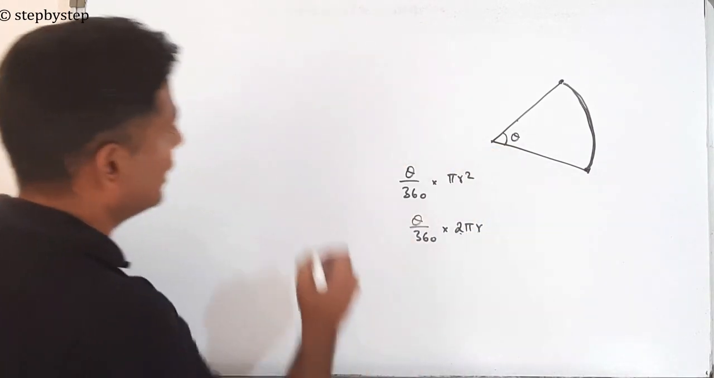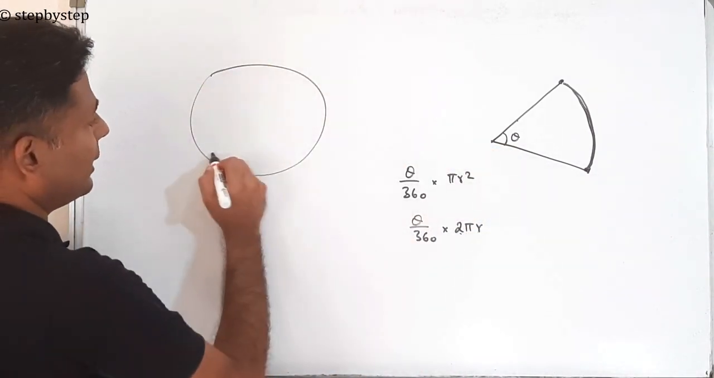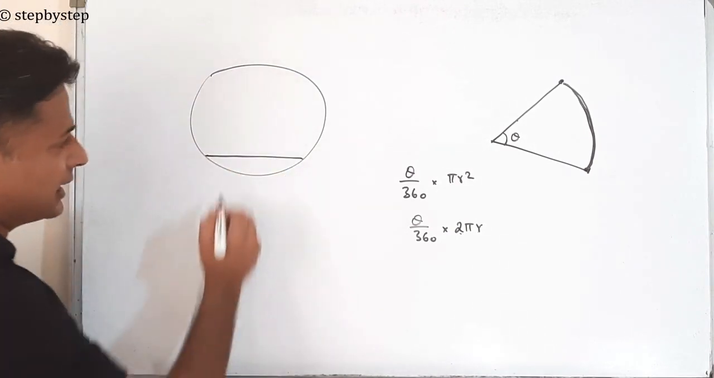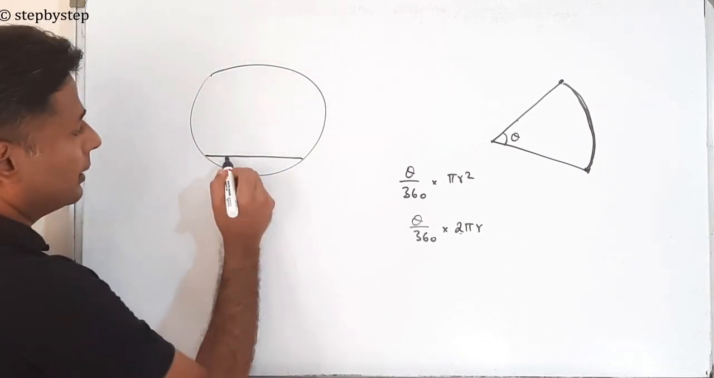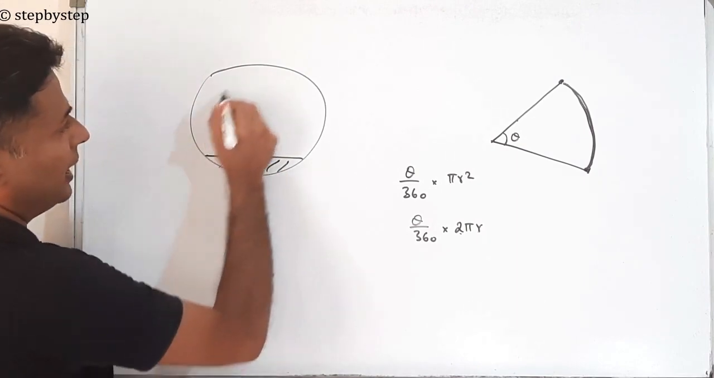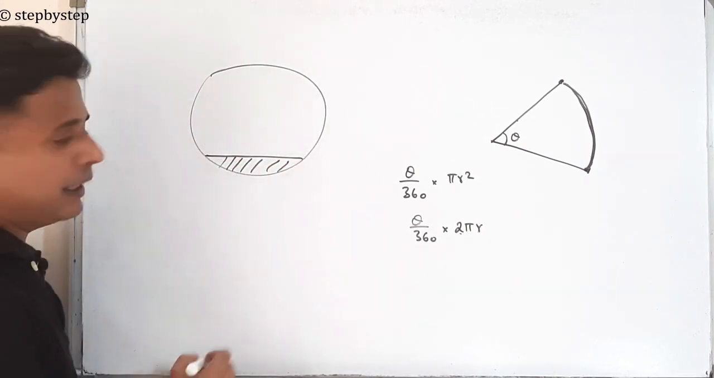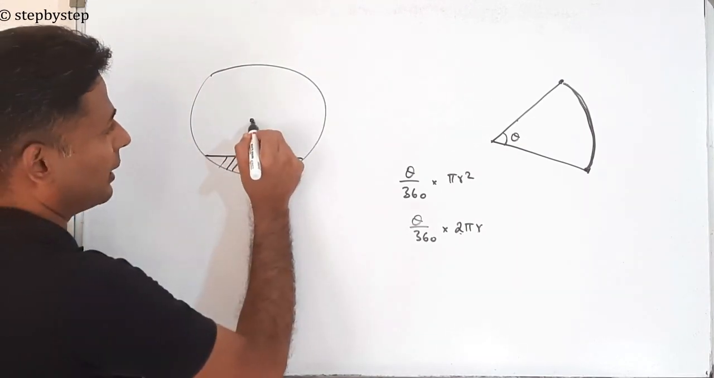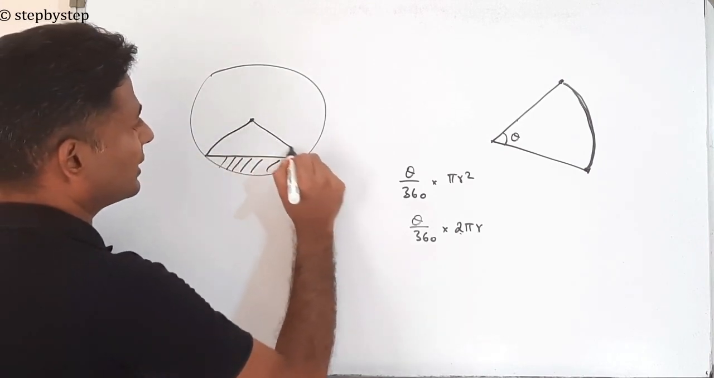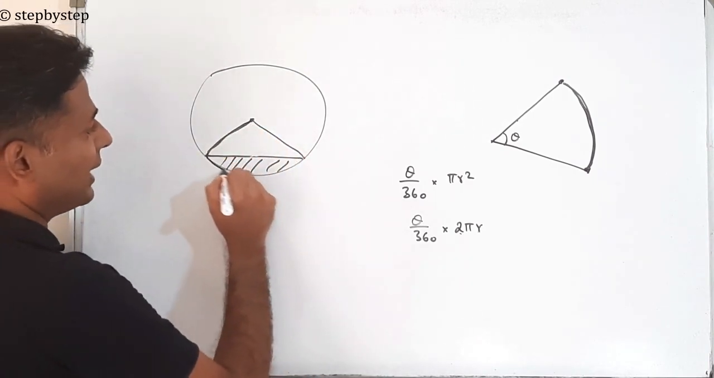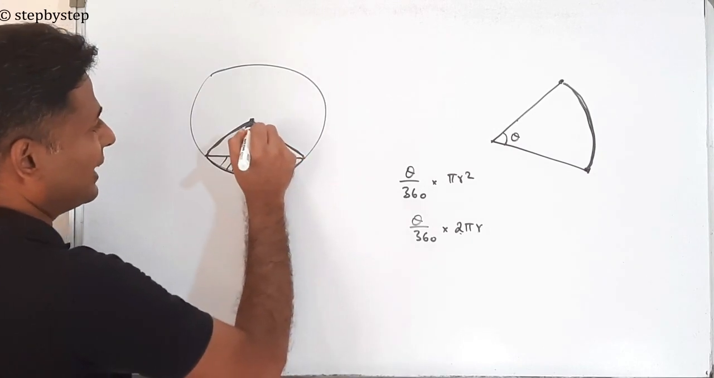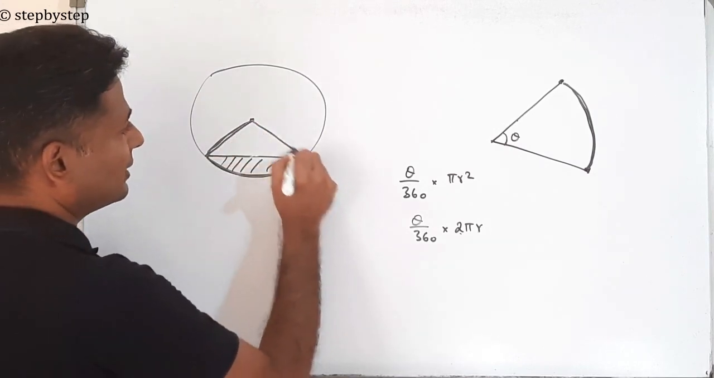In addition to this, let's say they'll give you a chord and they'll ask you to find area of minor segment. This is minor segment, the remaining part, this part is major segment. So how do you find area of minor segment? Let's say this is center. You will draw this. Now if you see, this becomes like a sector, right? This is a sector.